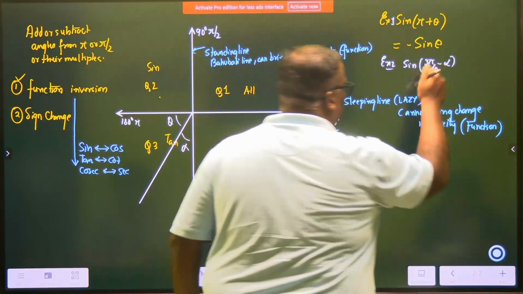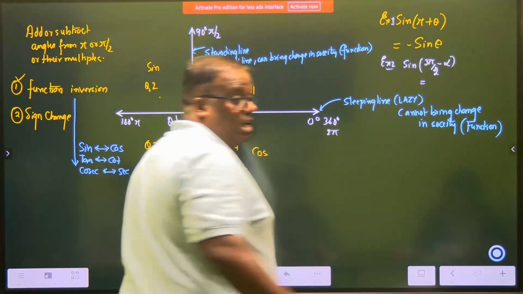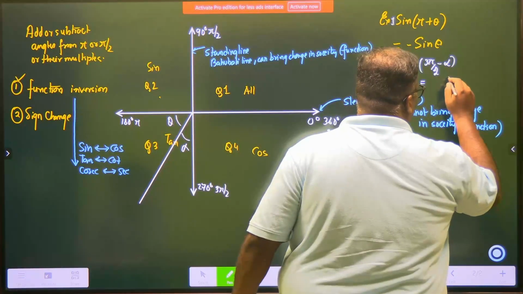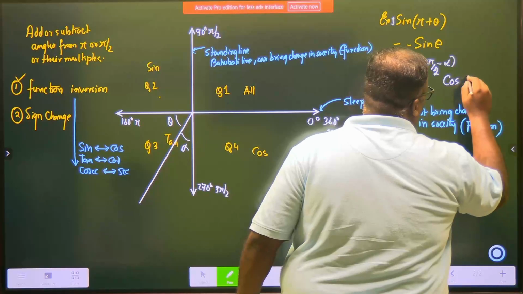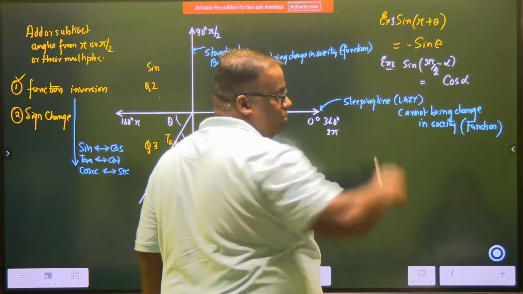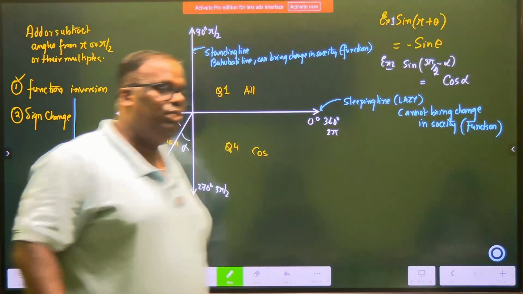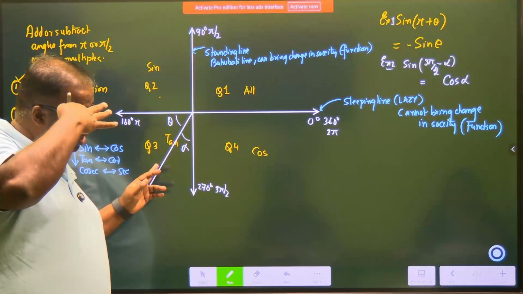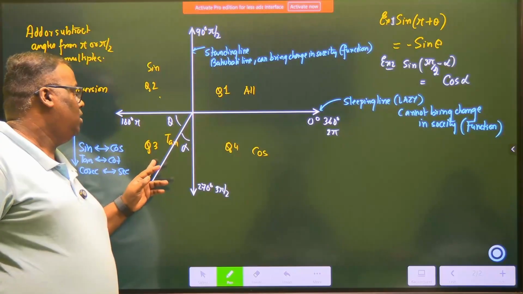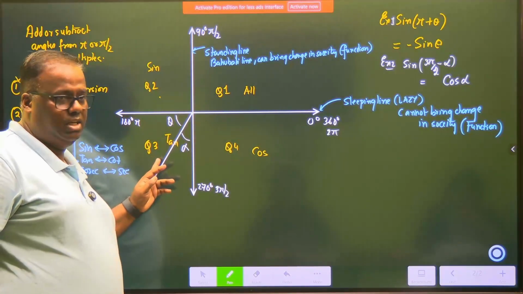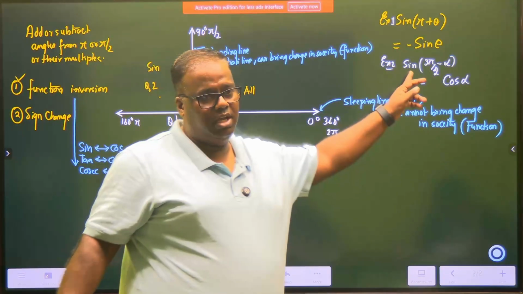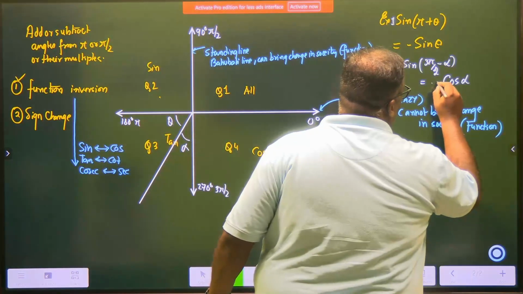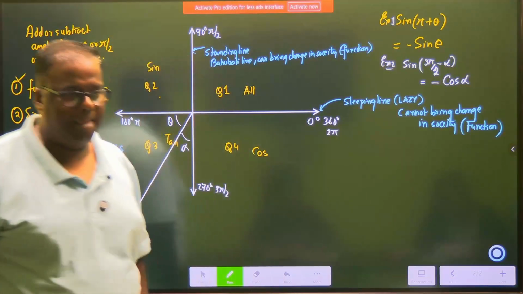Now, pi by 2 is a standing line. Standing line can invert a function. So your function inverts now to what, beta? Cos. Cos of what? Alpha. Whatever is this value, cos of alpha. But you landed on which? Quadrant 3. Now in quadrant 3, who can be positive? Tan can be positive. Your original function was sine. So sine is not allowed to be positive. So it remains as negative cos alpha.